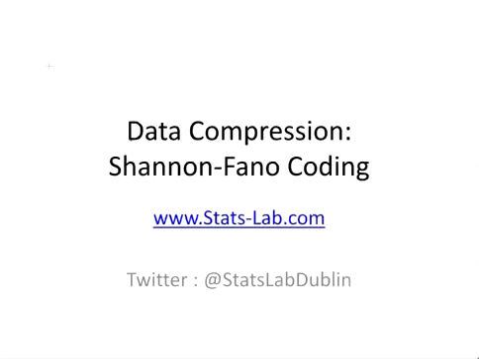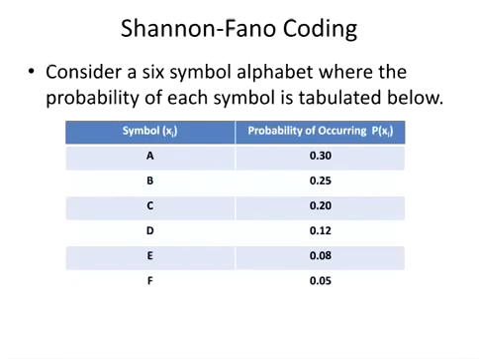In this presentation we are going to look at Shannon Fano coding. So let's look at an example here. Suppose we have a 6-symbol alphabet where the probability of each symbol is tabulated there. So the probability of symbol A is 0.30, symbol B 0.25, and so on.